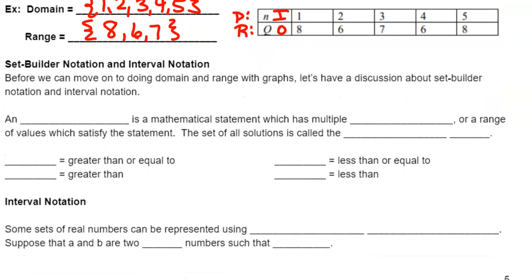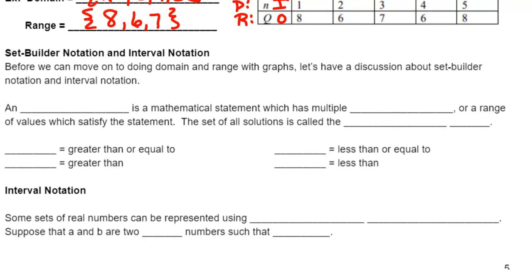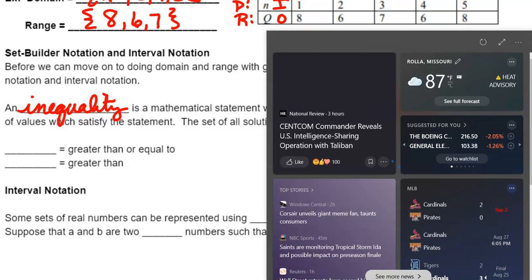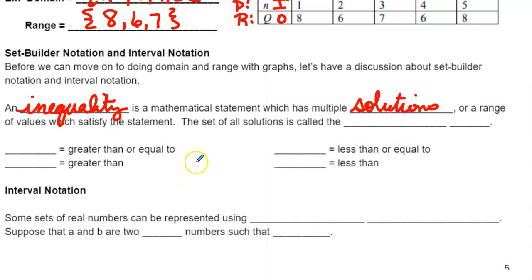Now, before we go into looking at graphs and looking at other functions, we have to make a determination of this notation. Again, we had function notation in the last section. Now we have some notation that represents some inequalities or some ranges of values. So, I'm going to talk about an inequality, which is a mathematical statement which has multiple solutions. Solutions are nothing but answers, or a range of values which satisfy the statement.